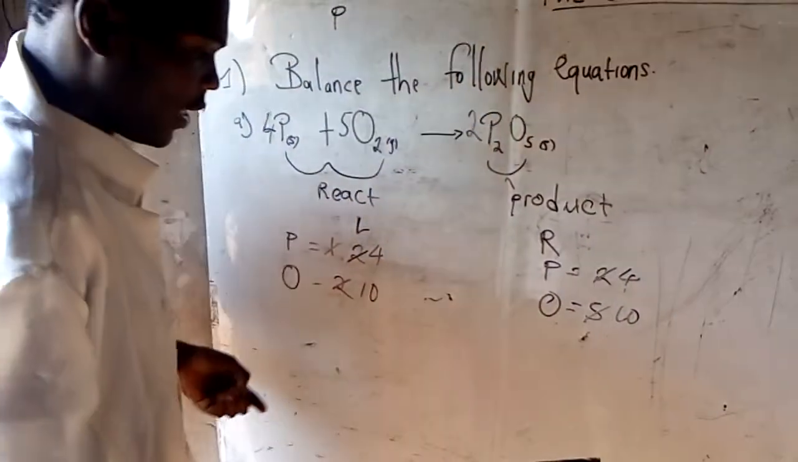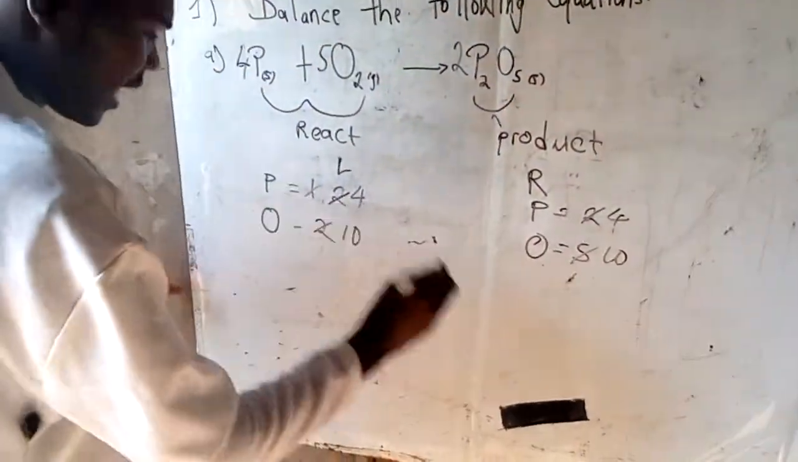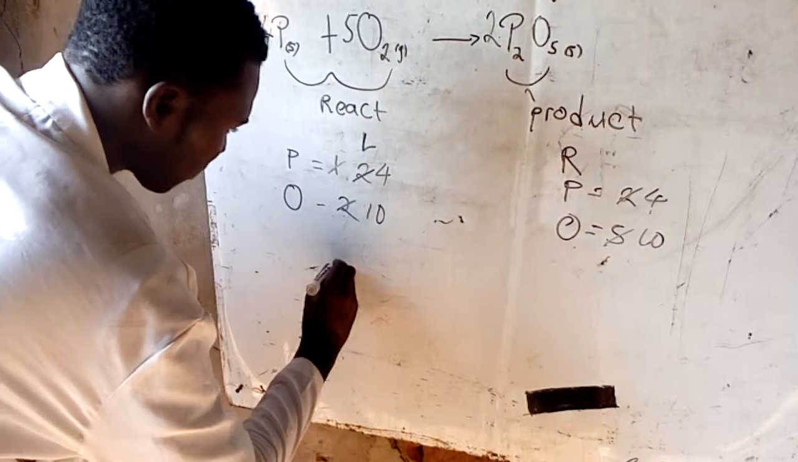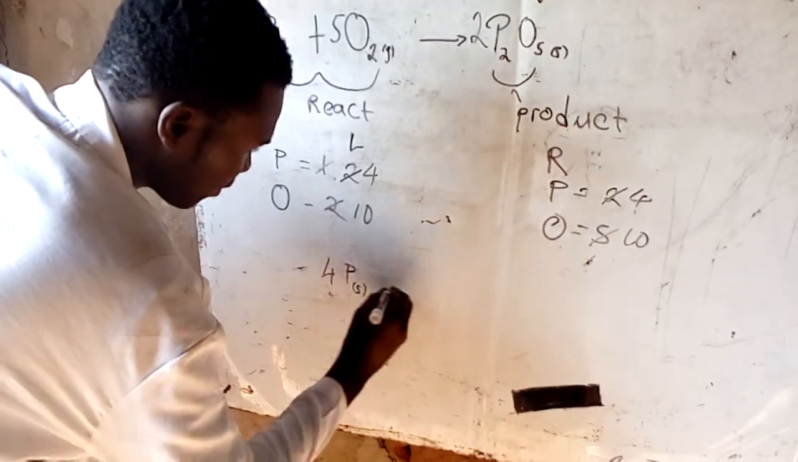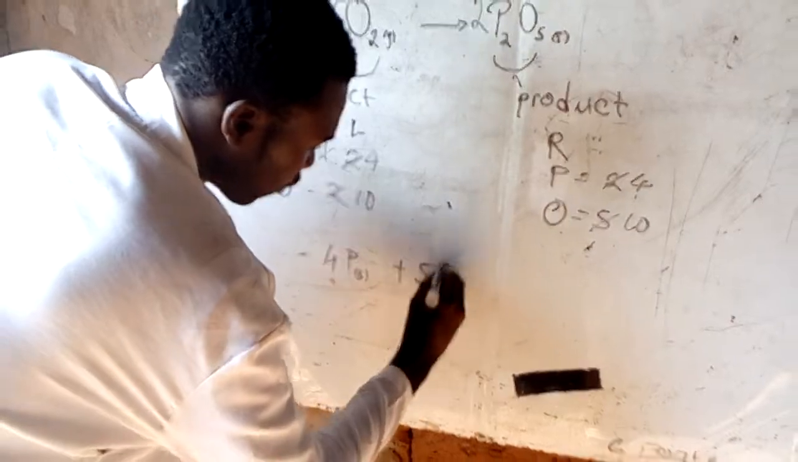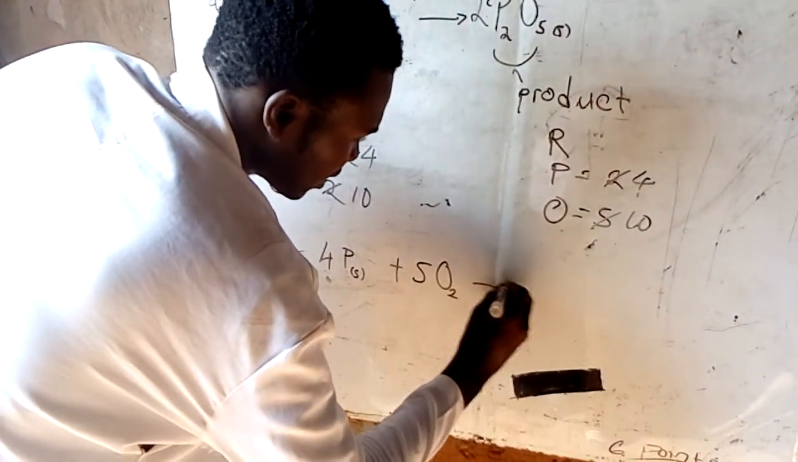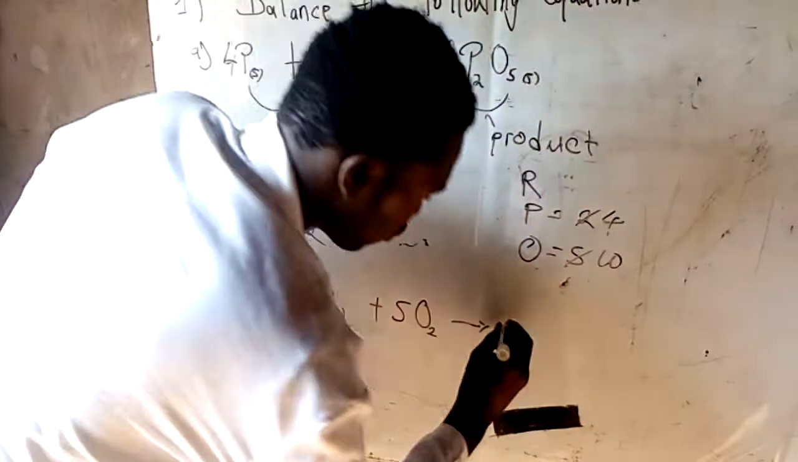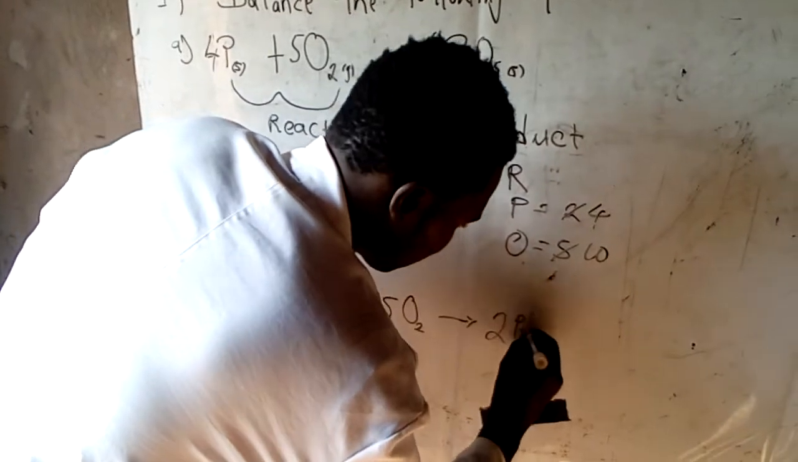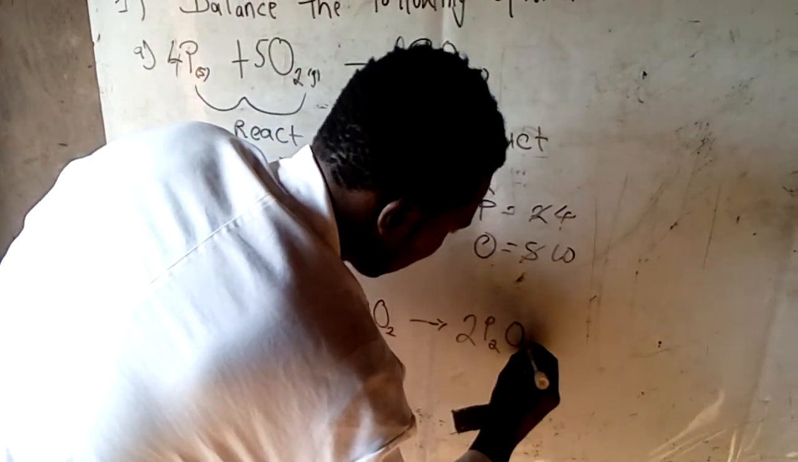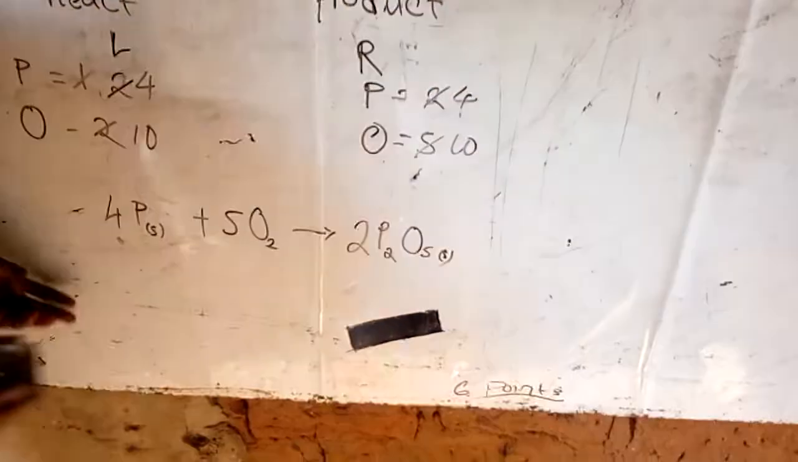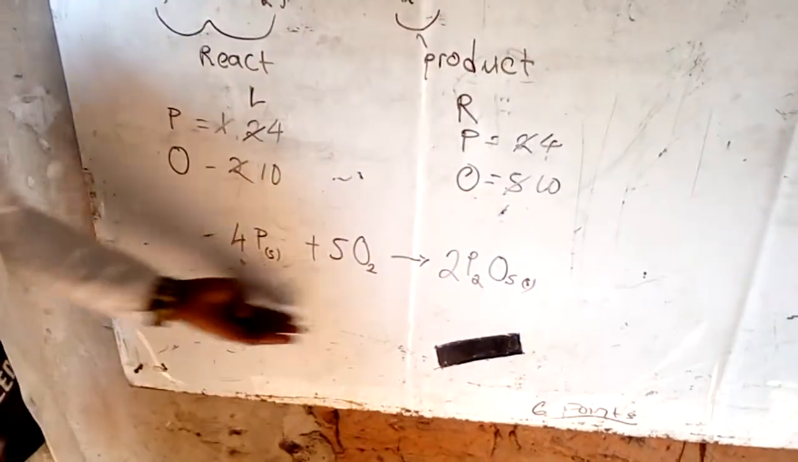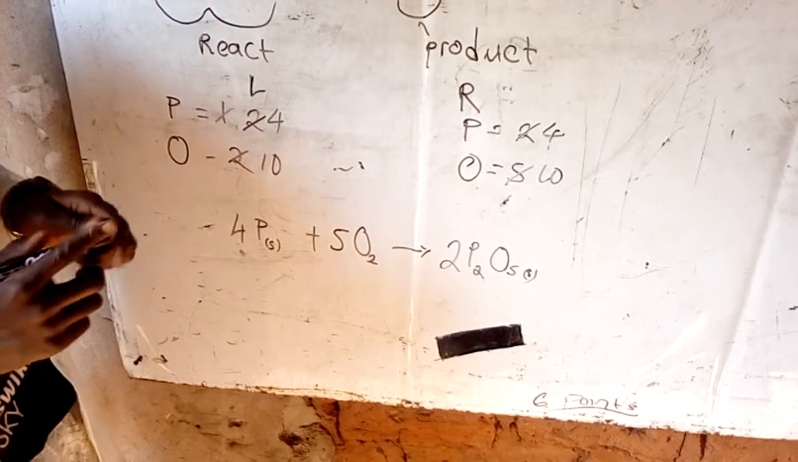So what you have to do in an exam is that you rewrite it. To rewrite it, you're going to say 4 moles of phosphorus, which is a solid, plus 5 moles of oxygen, giving us 2 moles of phosphorus oxide. So we are going to have 5 here and the state symbols. So this is your equation, called the balanced equation. This is what you are expected to do.